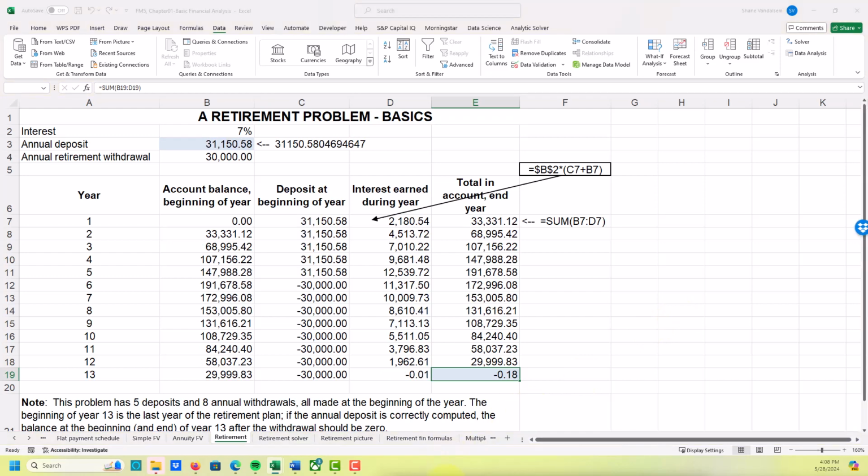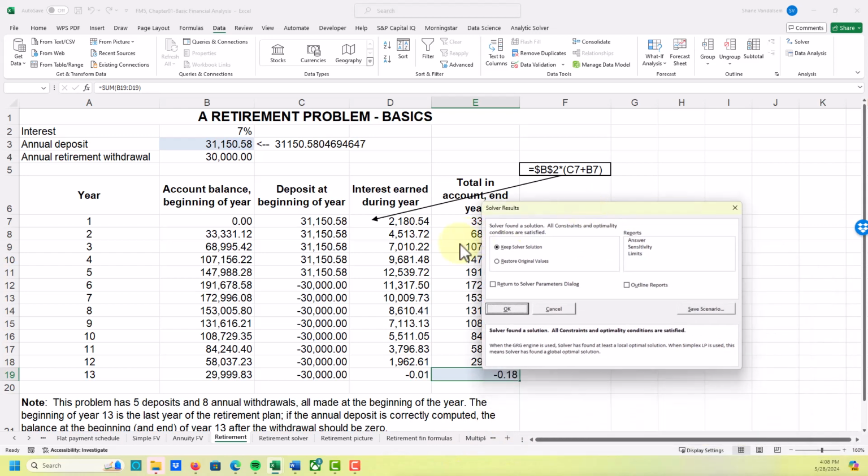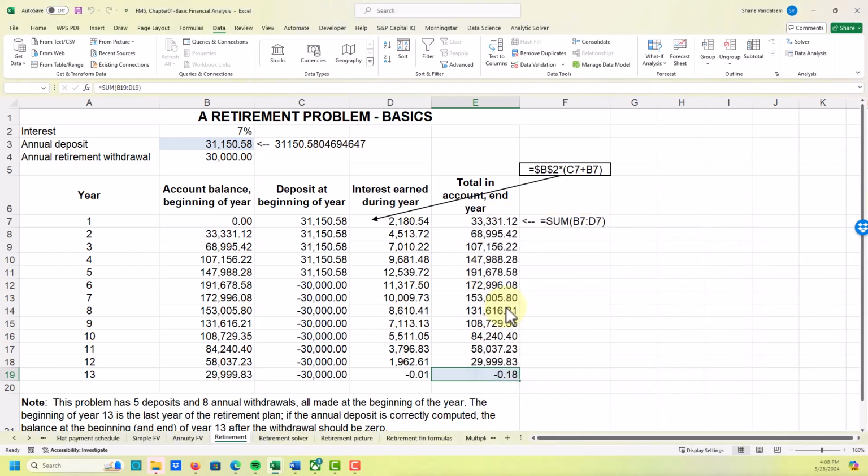So Solver works its magic and comes up with a value for me here. I'm going to keep my solver solution. And it says at the end of my 13-year period, my 8 years of retirement, I will have negative 18 cents in the bank. And the bank can get mad at me for that. But that results in an annual deposit of $31,150.58.